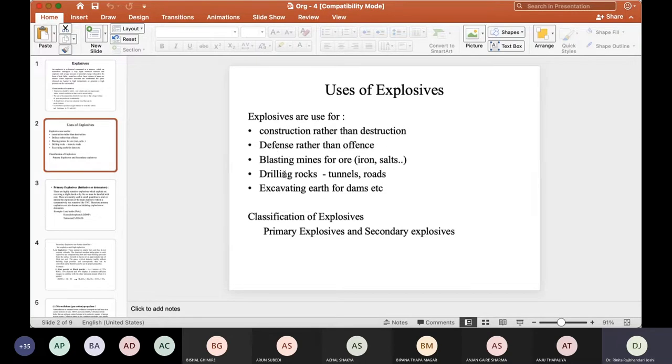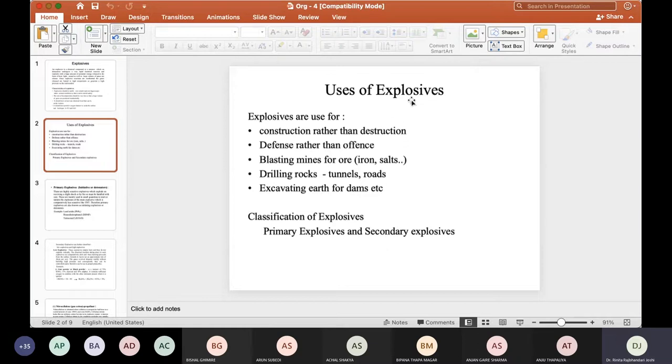As well as, of course, it has good uses for blasting mines, for the extraction of ores, salt, iron, but not for blasting mines for petroleum products. Likewise, drilling the rocks or blasting the rocks or the mountains for the construction of tunnels, roads, or even settlements, etc. As well as excavating the earth for dams, etc. Okay, these are the main uses of explosives.